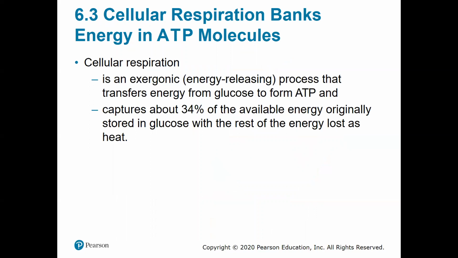So cellular respiration is an exergonic, which means energy releasing, process that transfers energy from glucose to form ATP, and it captures about 34% of the available energy originally stored in glucose. The rest of the energy is lost as heat. So around 66% of the energy stored in glucose is lost as heat. There is a reason why your body is 98.6 degrees.